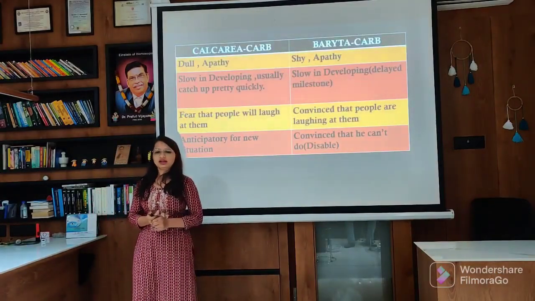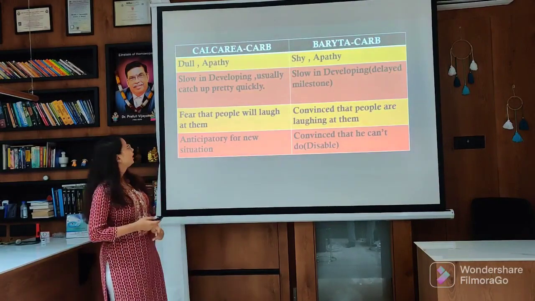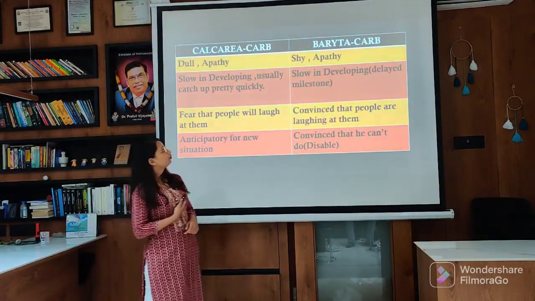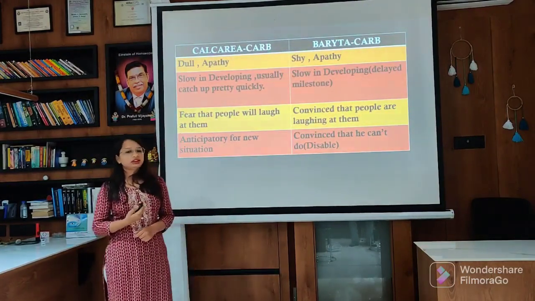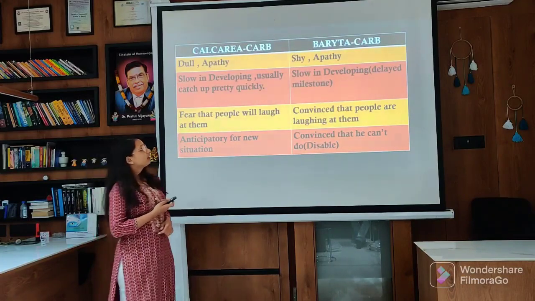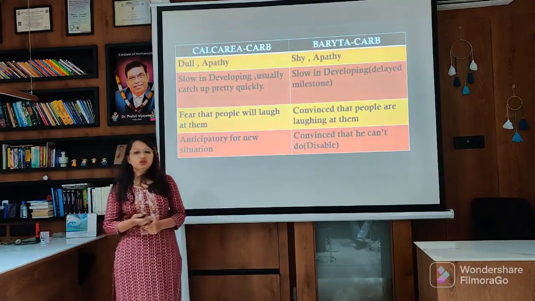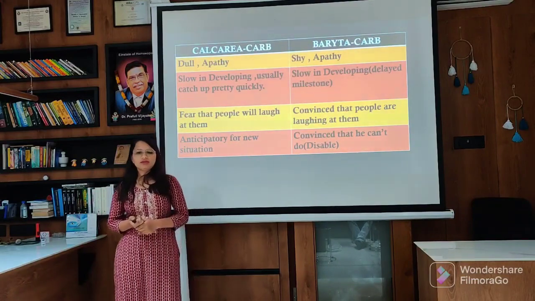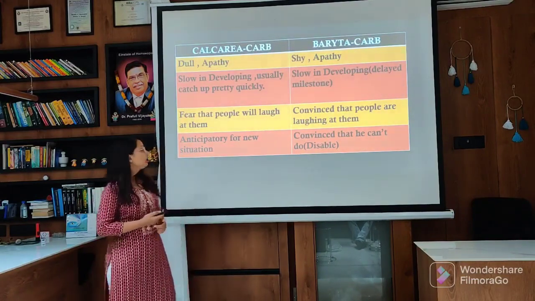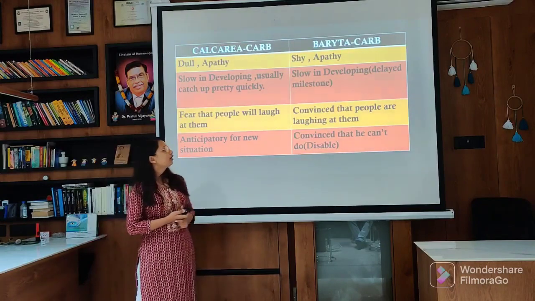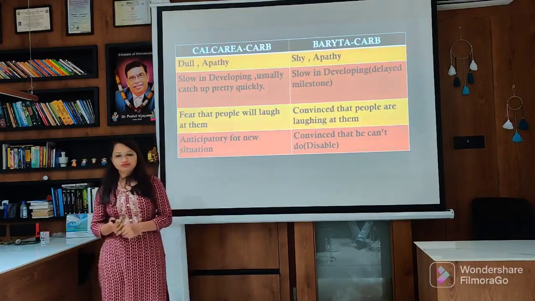Difference between Calcarea carb and Baryta carb. They are dull, apathetic. Baryta sighs. Calcarea also sighs, but Baryta sighs more. Apathetic. Calcarea is slow in developing but usually catches up pretty quickly, but Baryta is slow in developing, with delayed milestones.